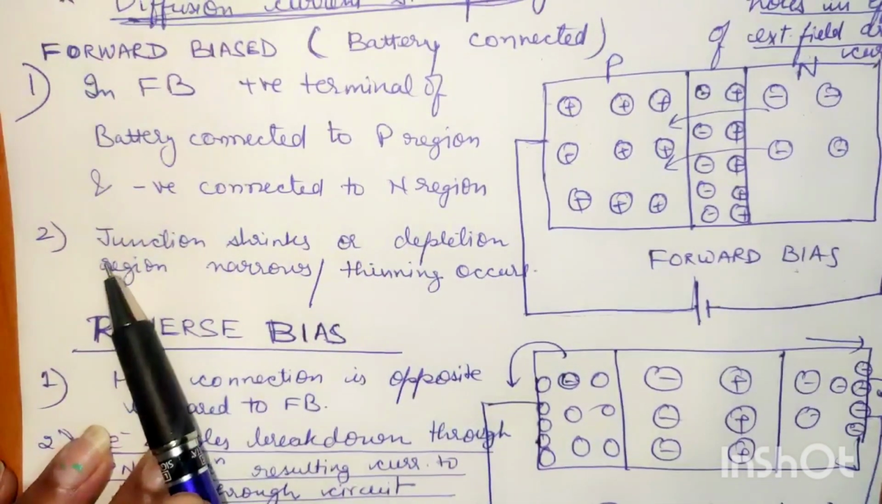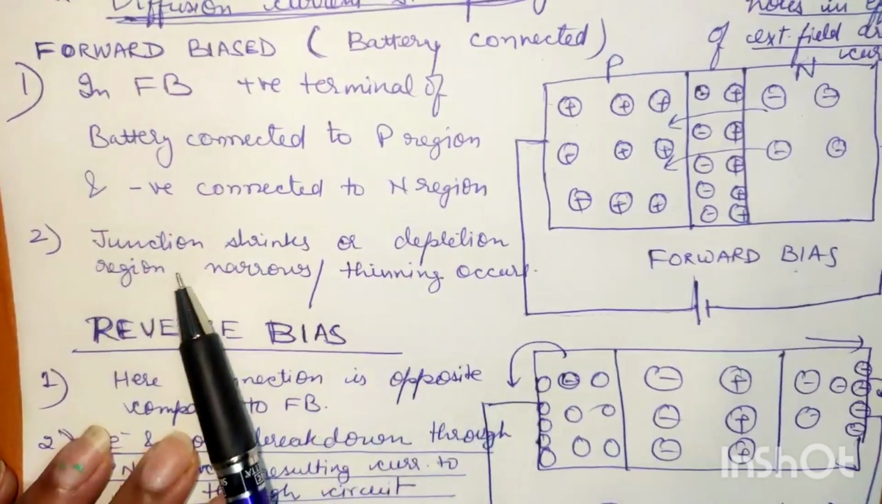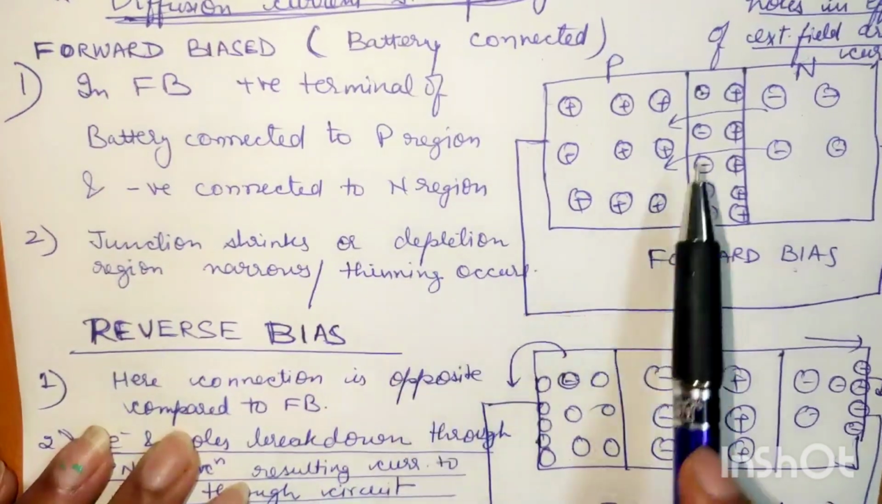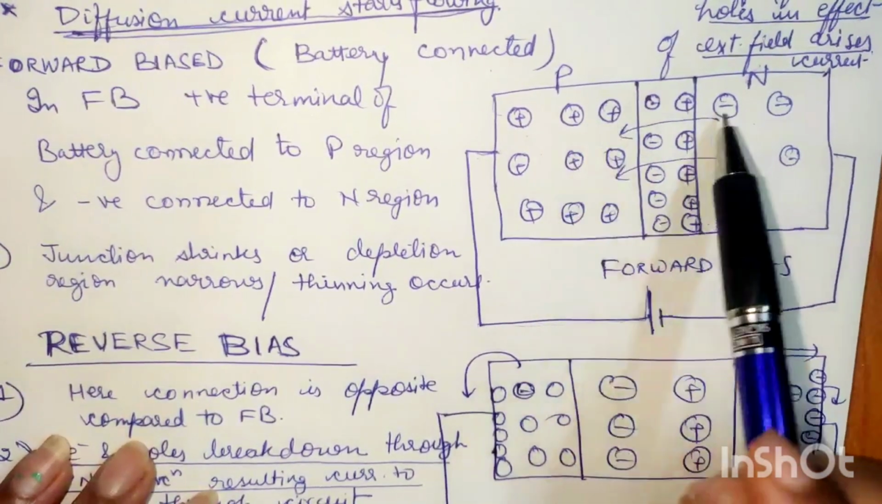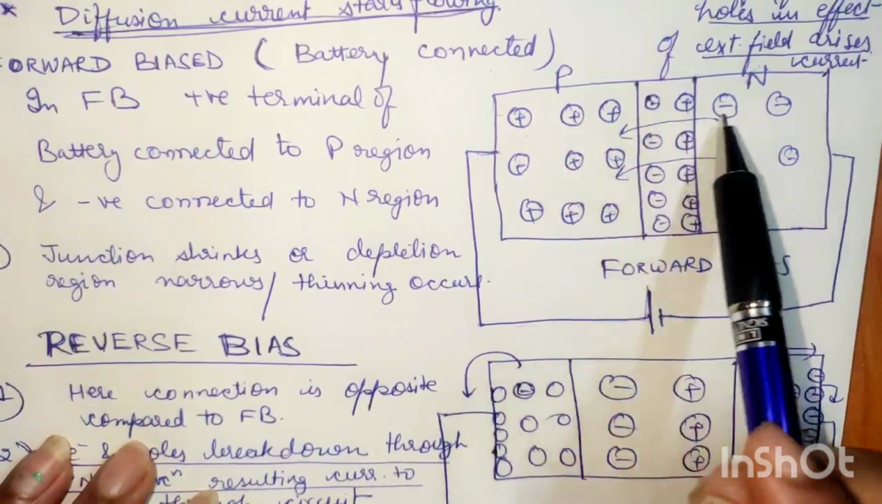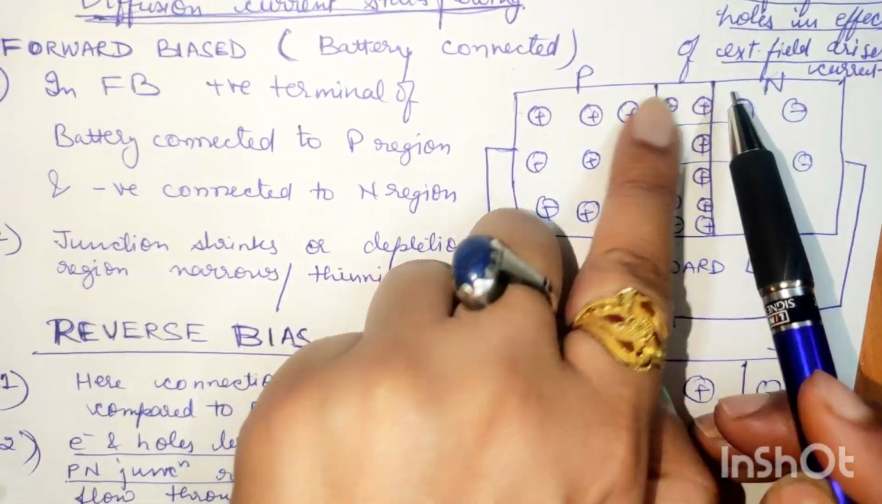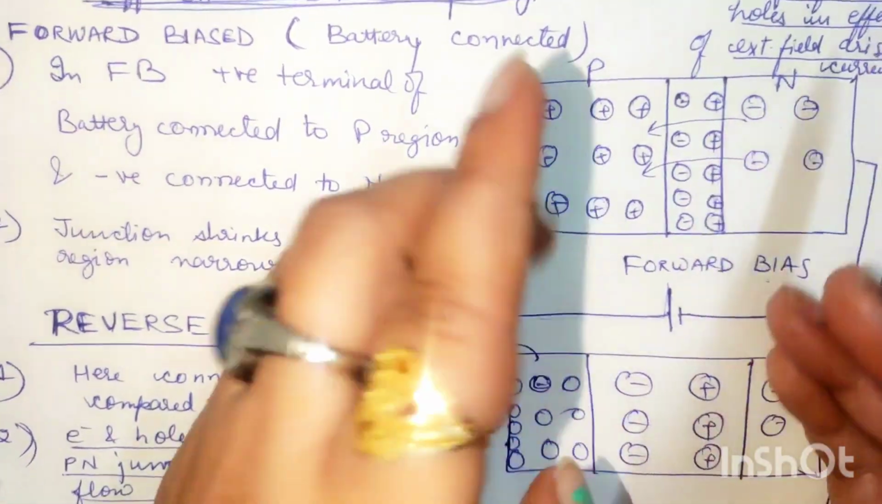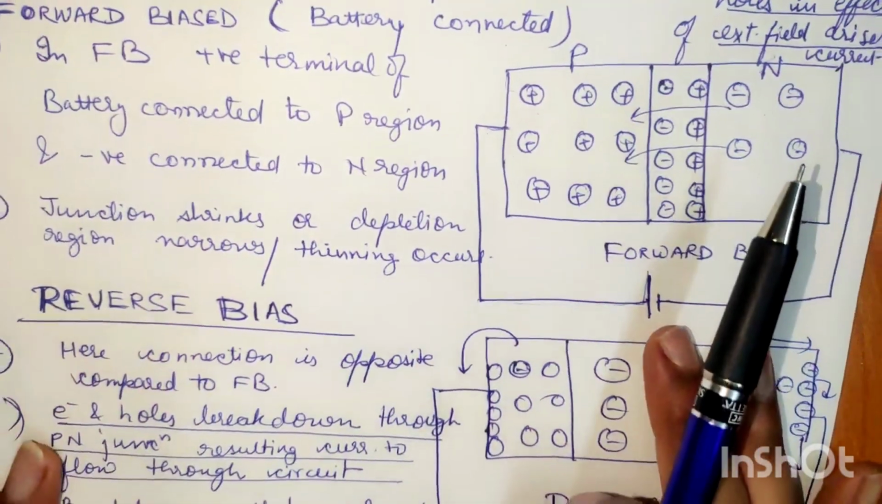And the second condition is that the junction shrinks, or the depletion region narrows or thins. यहाँ हम देख सकते हैं, since the drifting of holes and currents and due to recombination, this junction gets decreased. यहाँ से ज़्यादा holes इस तरफ जाने लगेंगे, तो automatically ये junction shrink होता जाएगा.